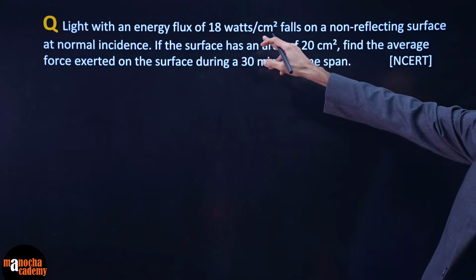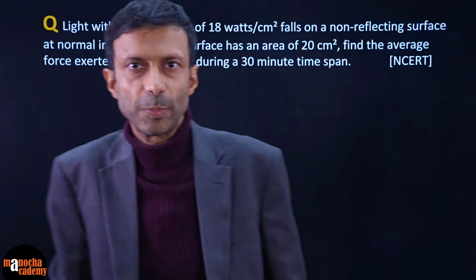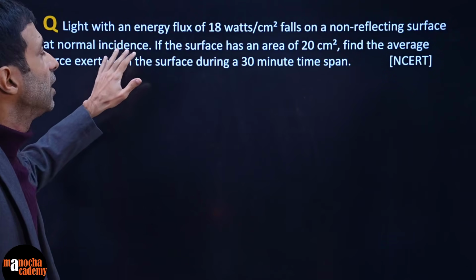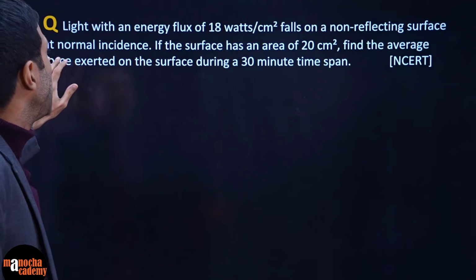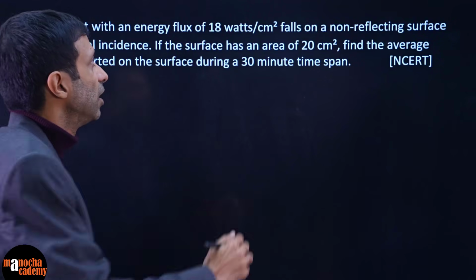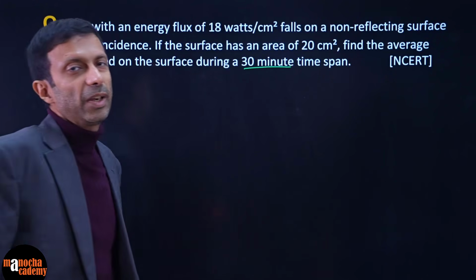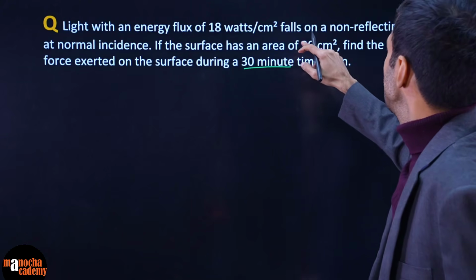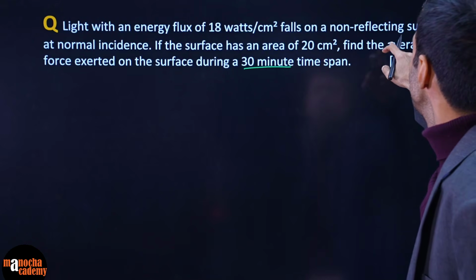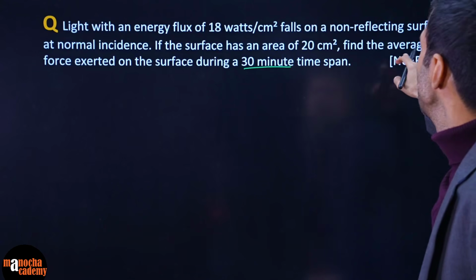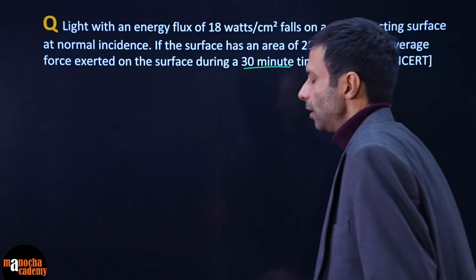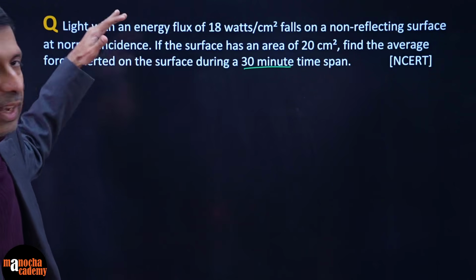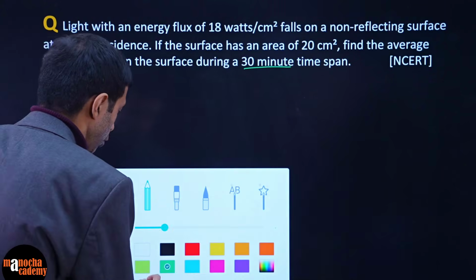Here they have given you energy flux, meaning they have given you intensity, watts per centimeter square, which is falling on a non-reflecting surface at normal incidence. If the surface has so much area, find the average force exerted on the surface during a 30-minute time span. Very interesting question from NCERT. So light is falling on the non-reflecting surface at normal incidence.